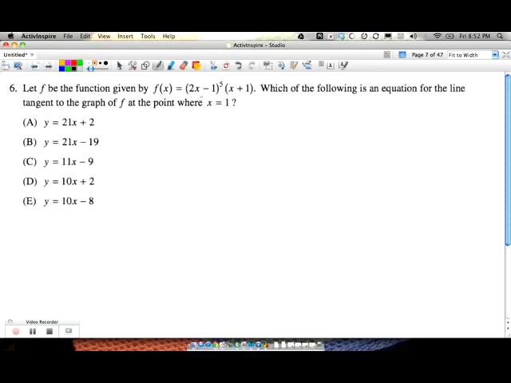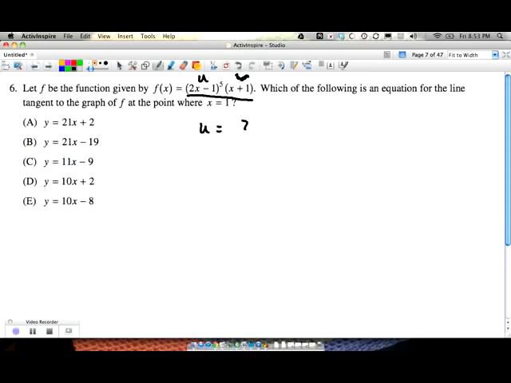Let f be the function given by f of x equals this big product chain kind of thing. Which of the following is an equation for the line tangent to the graph of f at the point where x equals 1? Well, let's simplify some stuff here. I see that this is a clear product rule where I have a u and a v, or f and g of x, however you want to say it. But I have two parts here that are multiplied by each other.